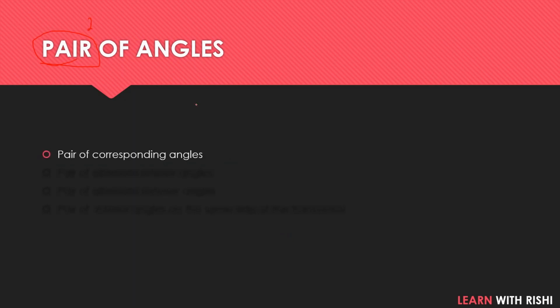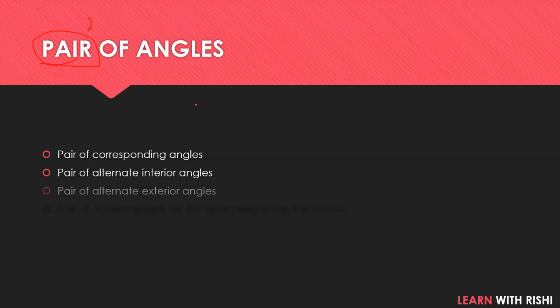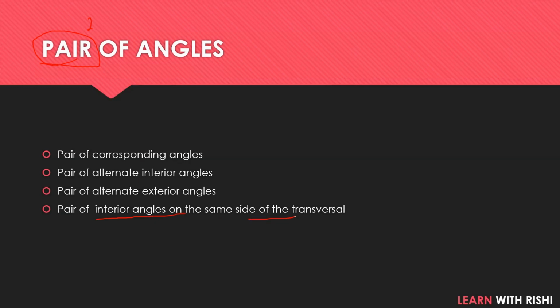So first is pair of corresponding angles. Second is pair of alternate interior angles. Third one is alternate exterior angles. And fourth one is interior angles on same side of transversal. Now, what are these 4 pairs of angles that we will see?